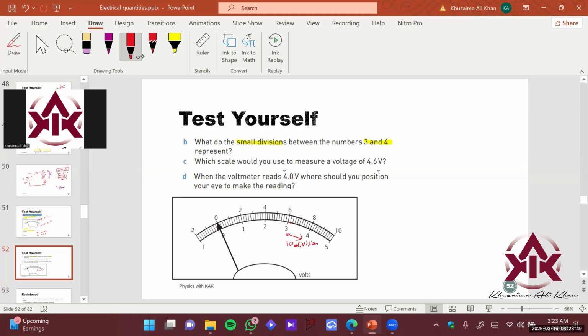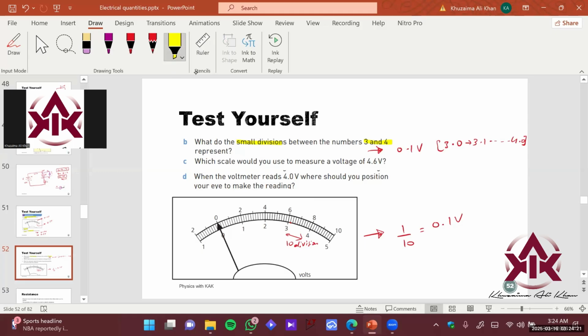Right? So these basically represent the points. If we have 1 divided by 10, each small division shows a 0.1 volt difference here. So they represent a smallest value of 0.1 volt. That means you can have values from 3.0, 3.1, all along till 4.0, right?